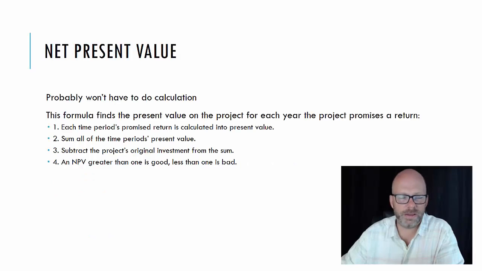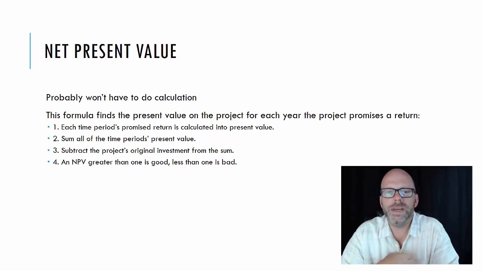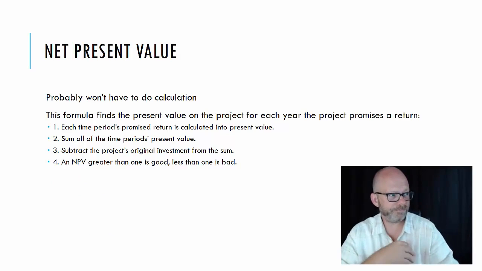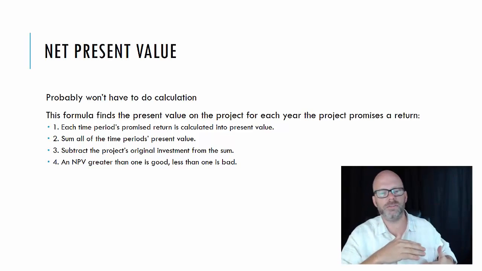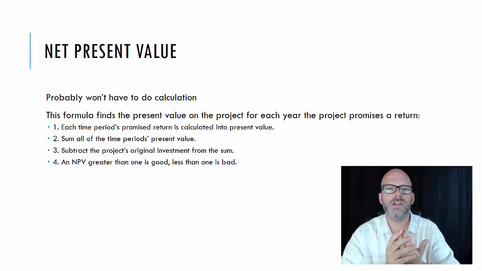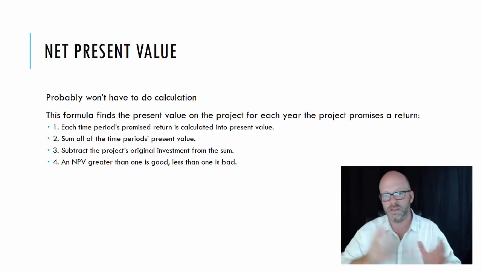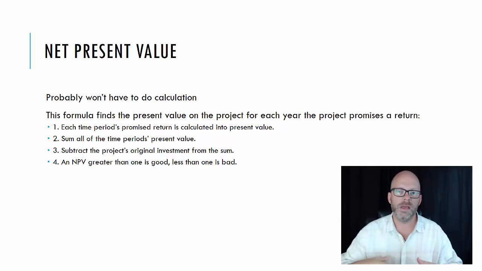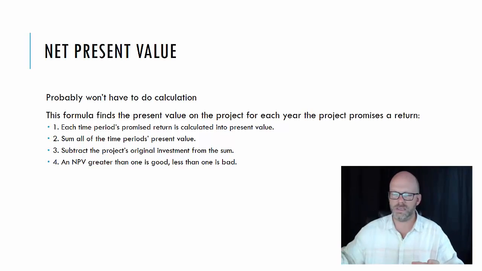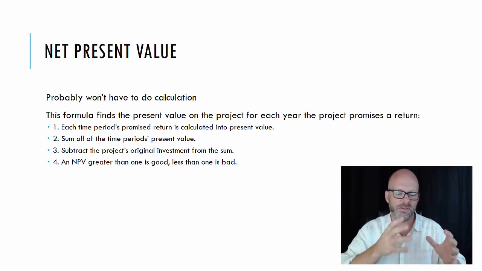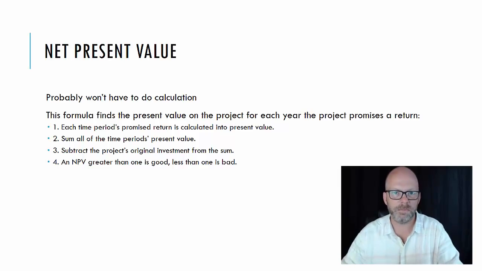Now you likely won't have to calculate this final one, and that's net present value. What net present value does, it finds the present value on the project where each year promises a return. So let's say you had a project that you were going to roll out over 3 years. You had different phases, and at the end of each phase or the end of each year, there would be some return on investment. So I wouldn't wait all the way to the end of 3 years to see a value. I could see a value at year 1, year 2, and year 3, or however long your project lasted.